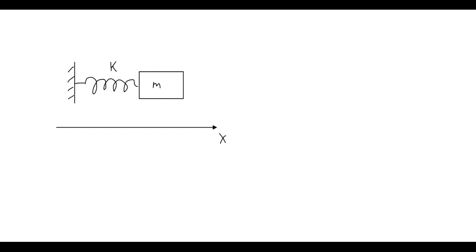What do we know about this system? We know that according to Hooke's law, we have only one force in this system. This force is directed opposite to the spring deformation. So the elastic force is equal to minus k multiplied by x.